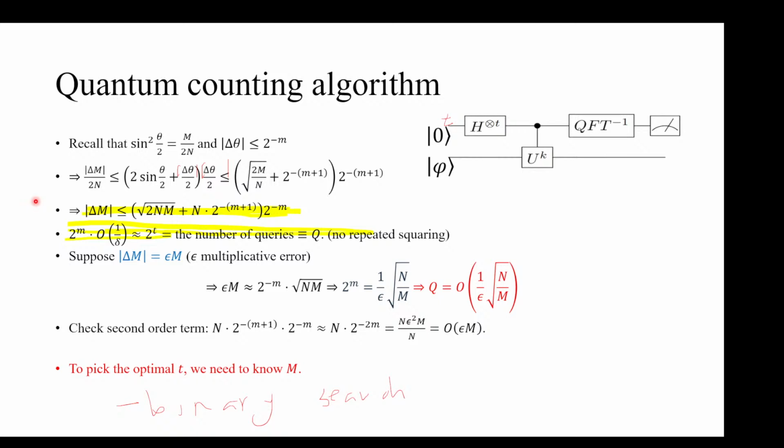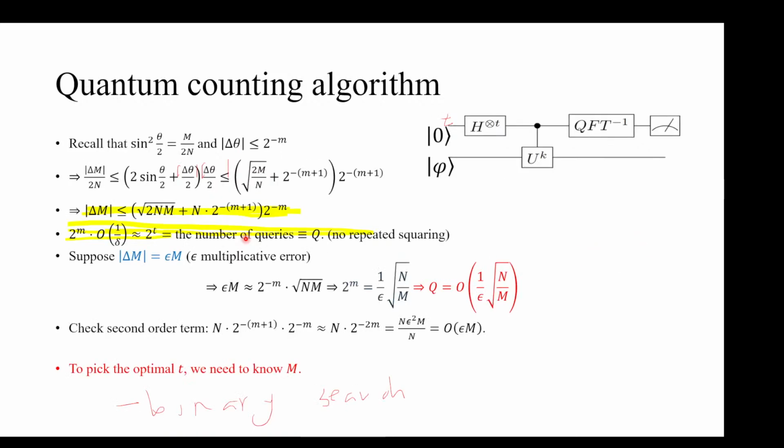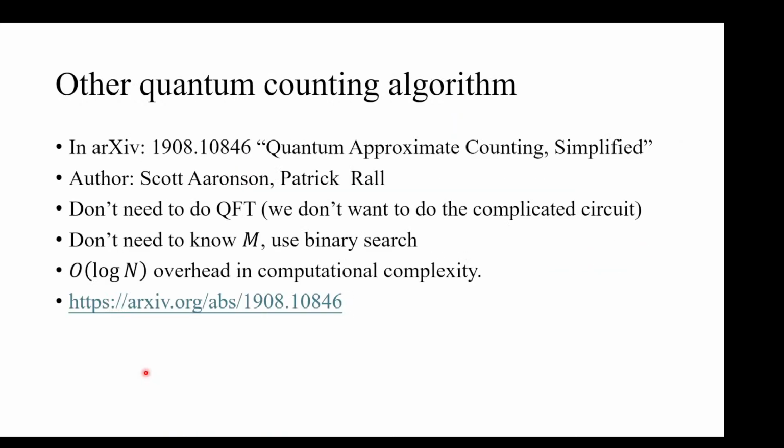But with this kind of accuracy, it's a little bit unsatisfactory, because if you want some constant multiplicative error but don't know m, then you cannot quite pick the optimal t here. There are ways to overcome this. There is actually a pretty recent paper, the quantum approximate counting simplified paper by Scarlett and Petrillo.